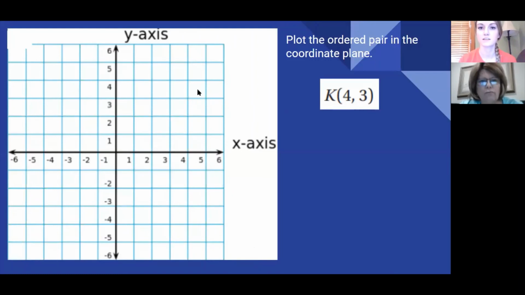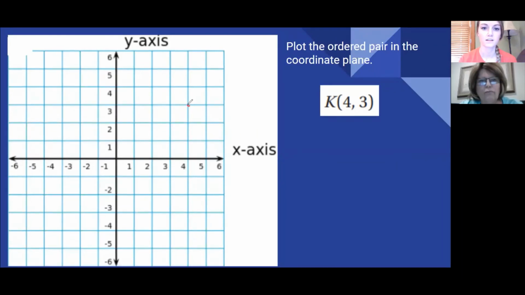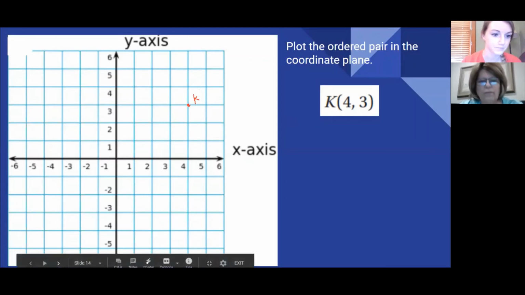Let me see if I can get that pencil again. Yeah, right there. Okay, cool. So there's my point, and I'm not done yet because I also have to label it K, just like that. Okay, you can't forget to label it or else I won't know which one you're talking about, right? Let's do one more.